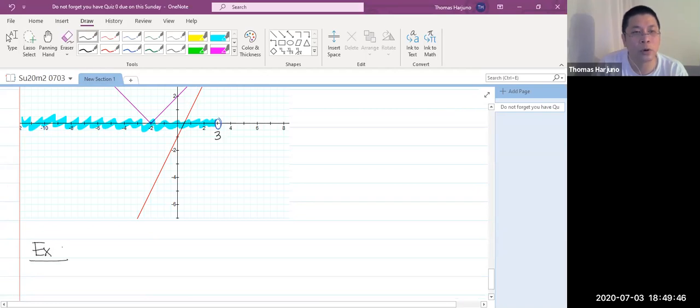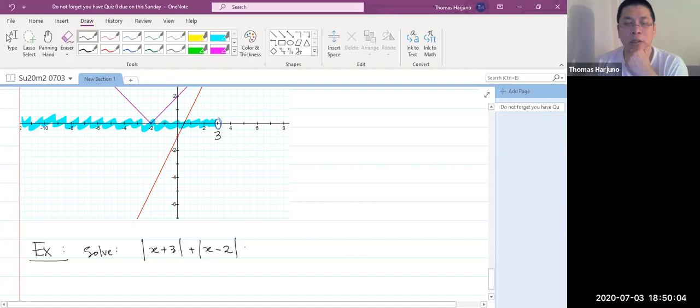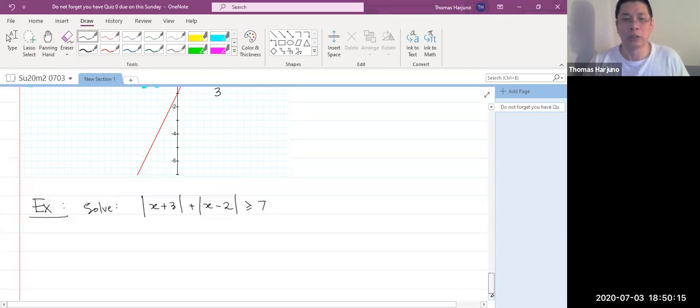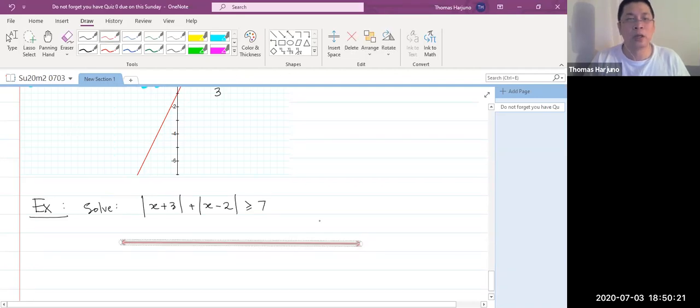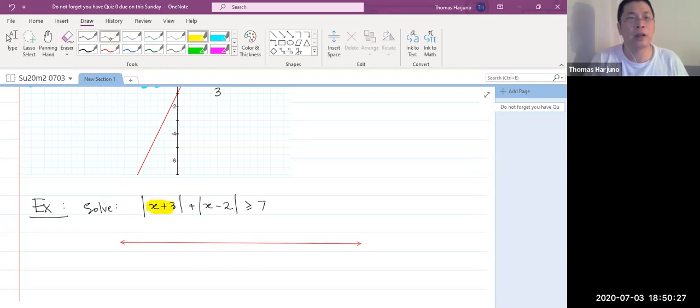Suppose we need to solve absolute value of x plus 3 plus absolute value of x minus 2 greater than or equal to, let's say, 7. Now, how will you do this? You see that if we look at the number line, the sign of this expression here changes at -3.